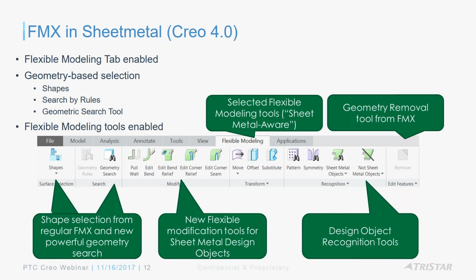Starting Creo 4, one big thing before I show you the demo, I'll just talk about a couple of slides here, and then I'll spend the rest of the time in the demo, is the support for Sheetmetal in FMX. Starting Creo 4.0, when you are in Sheetmetal environment, flexible modeling is available. Until Creo 3, it used to be grayed out, right? It was available only in part mode.